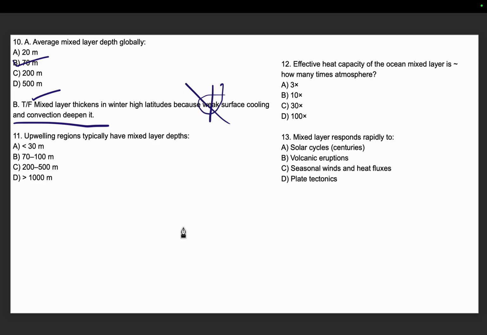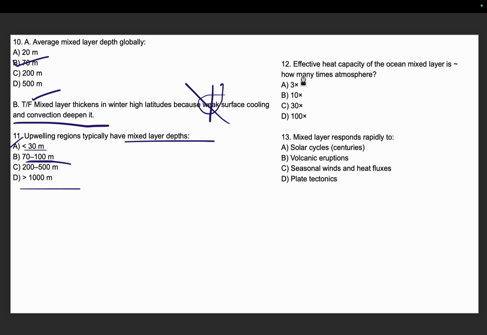Question 11. Upwelling regions typically have mixed layer depths of: less than 30 meter, 70 to 100 meter, 200 to 500 meter, or greater than 1000 meter. Option A. Where there is an upwelling region, you will find the mixed layer will end at 30 meter. So the mixed layer is less than 30 meter, lesser than the normal 70 meter.